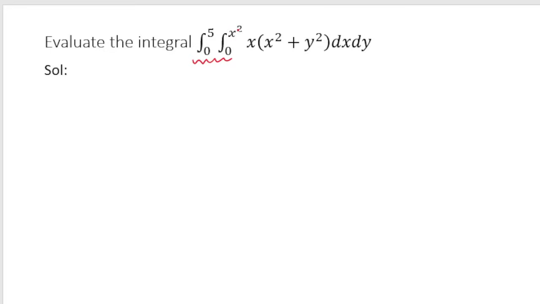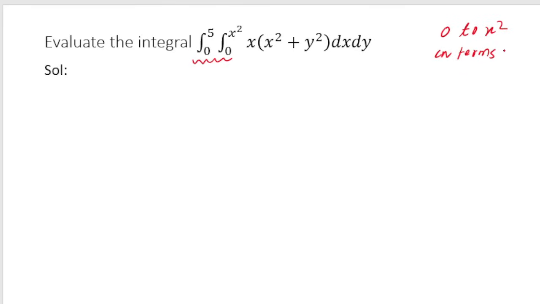Like this is given 0 to x squared, 0 to 5. In some problems, limits may not be given, but you have to decide the limits, and how to decide that I will also discuss. So here the limits are already given. The first thing to understand is that if limits are in terms of x, like this limit of 0 to x squared, it is the limit in terms of x.